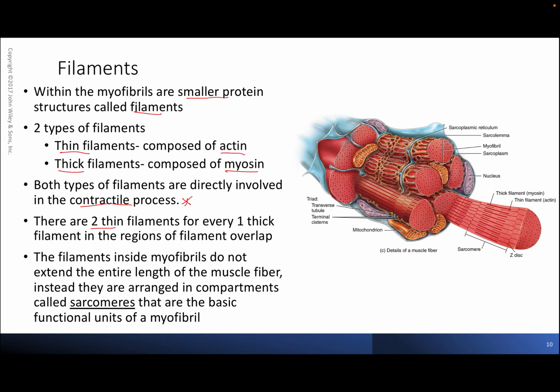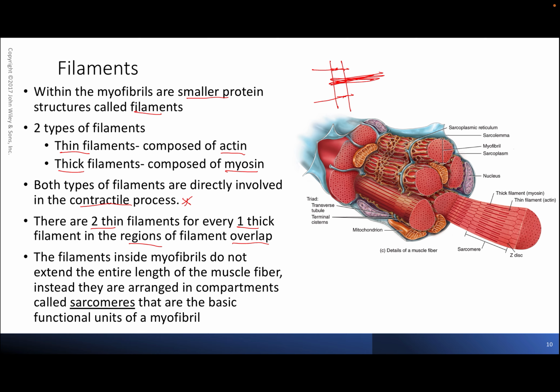There are going to be two thin filaments for every one thick filament, and they're going to form this region of filamental overlap. So if we've got our thick filament and we've got our thin filament, there's going to be this region where we've got an overlapping region here. That's going to be our filamental overlap. And that's going to be crucial when it comes time for actually contraction of these muscles, of these myofibrils.